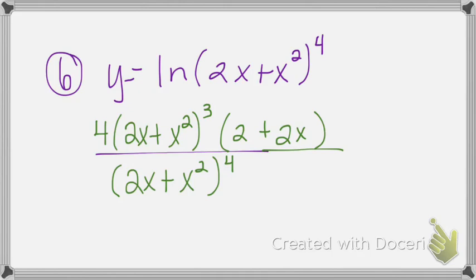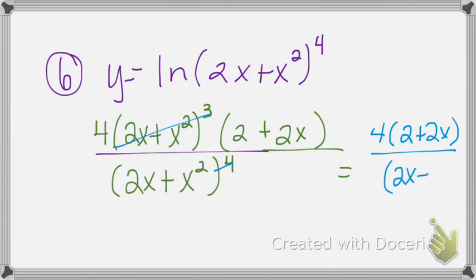Questions? Now, I do want you to simplify here because there are things that can go away. There are 3 of these, and I can get rid of 3 of those. So I would have 4 times 2 plus 2x over 2x plus x squared. You can multiply the top if you wanted, or you can just leave it.